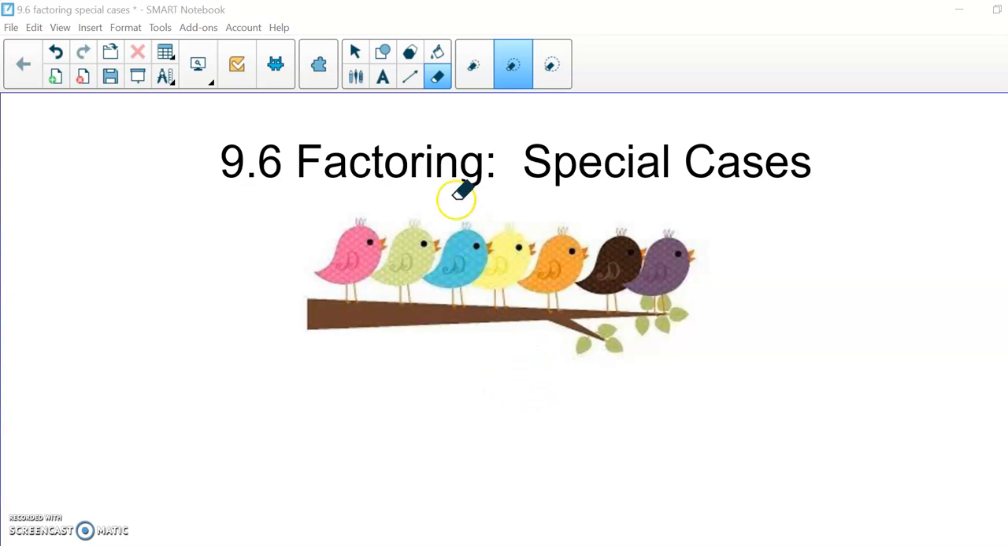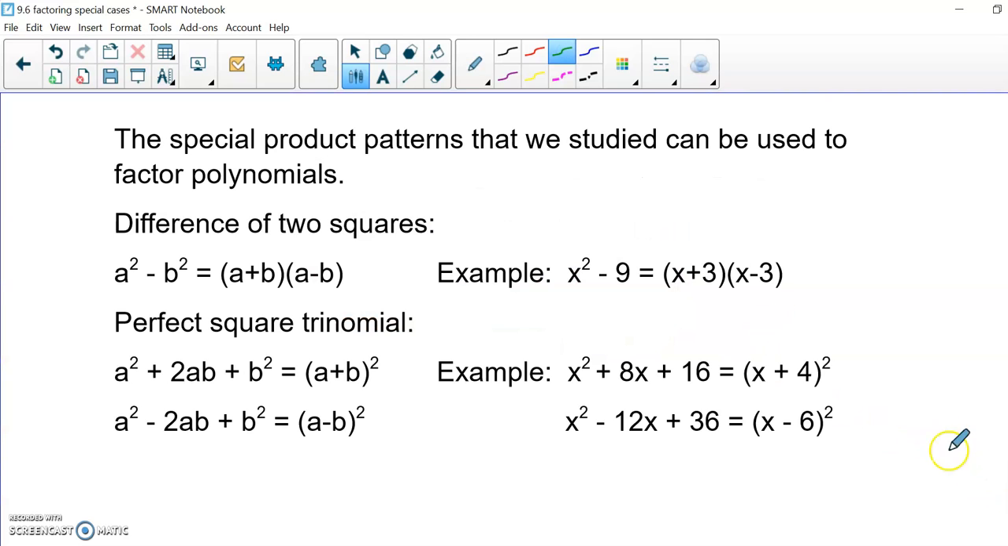This is Algebra 1, Lesson 9.6, Factoring Special Cases. So we've been factoring quadratics, and now I just want to show you a couple shortcuts that you can use if you'd like. The first one is called the difference of two squares.